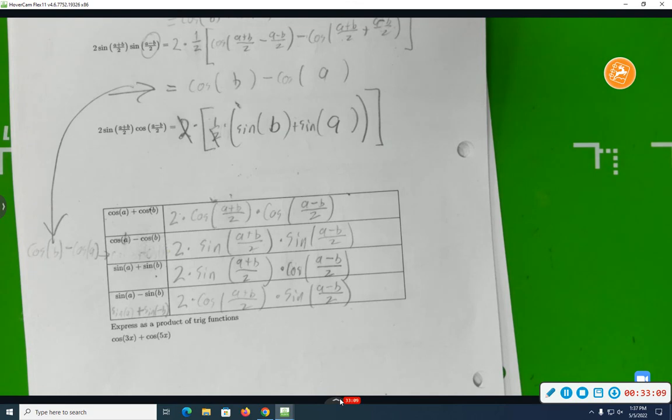So the game is, now, whenever you see a sum of trig functions that you would rather see as a product, you can realize that by just using these formulas. And I think with that, I'll stop for today.